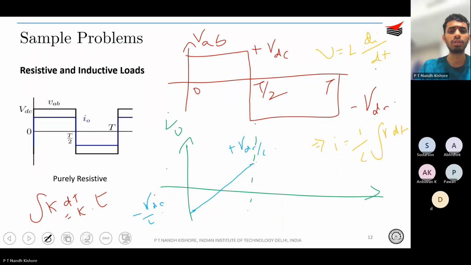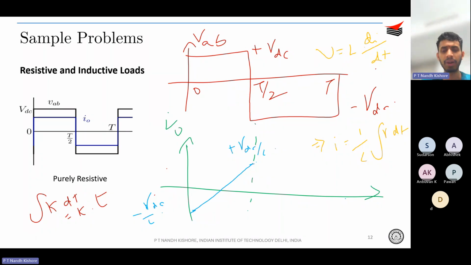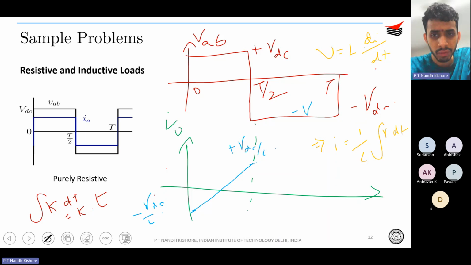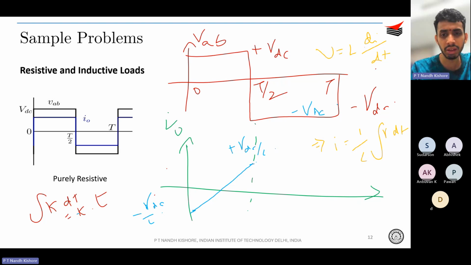Similarly, from T by 2 to T, what will happen? The inductor current will fall. Why? Because between T by 2 to T, your VAB is minus VDC. So integration of a negative K is simply minus K into T. As the time increases, it will go more and more negative.